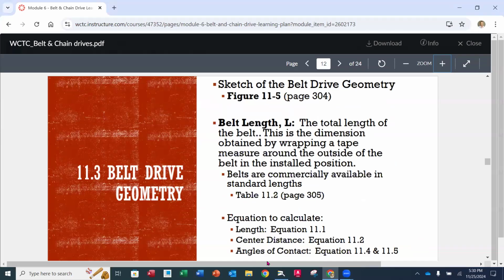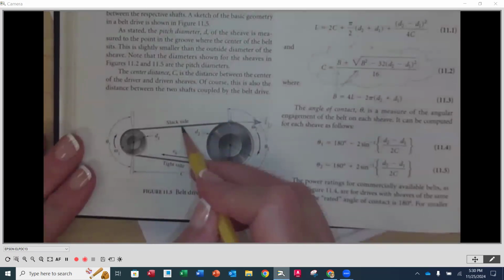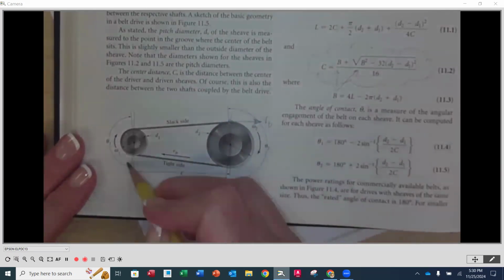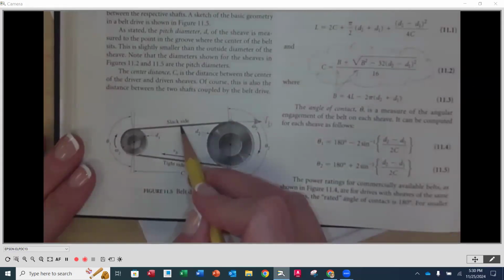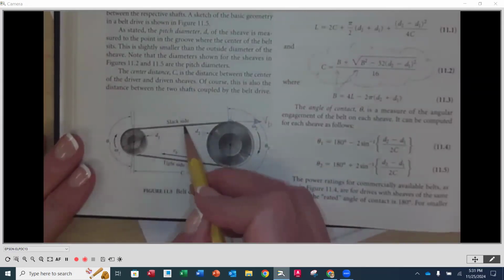Belt length. Okay, let's look at L for belt length. As we look at this belt arrangement here on this V-belt drive, the belt length is going to be the total distance all the way around. If I would take a tape measure, for instance, and wrap it around and go all the way back, the total length would be the length of that belt.